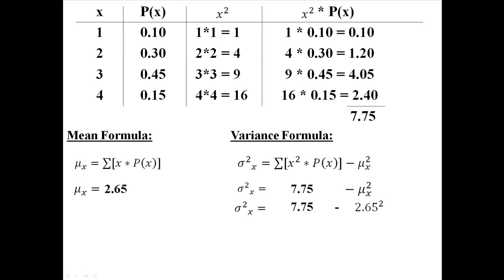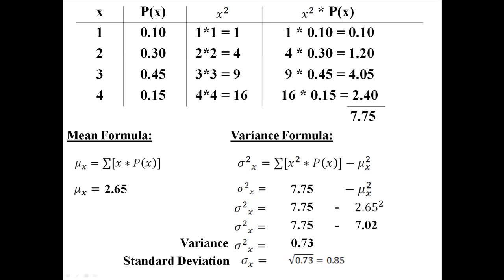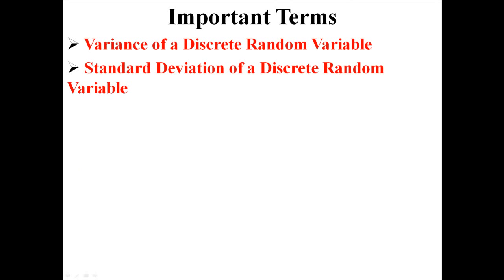And now we already know what the mean is. It's just 2.65. So the whole formula would be 7.75 minus 2.65 squared, which would be 7.75 minus 7.02, which would be 0.73. That would be the variance for this discrete random variable. Now that we have the variance, we can just take the square root of that, and now we also know that the standard deviation of this discrete random variable is 0.85. And assuming you already know how to find the mean of a discrete random variable, that's how you find the variance and the standard deviation as well.